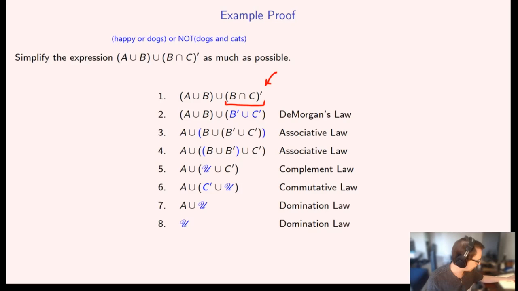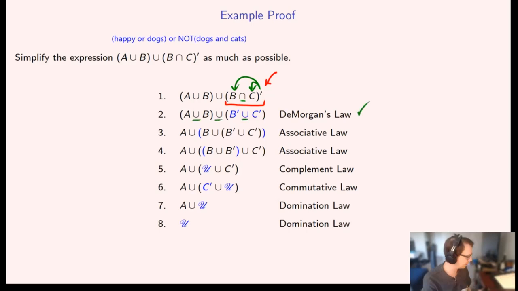And the complement goes inside on C and B, and then that intersection is going to flip to a union. So I can either think about this in terms of natural language and say not dogs and cats becomes not dogs or not cats, or I can just go to the table of laws and reference them and apply them. Really doesn't matter. At this point, De Morgan's law is done, and I just see a bunch of unions. So everything is unions now.